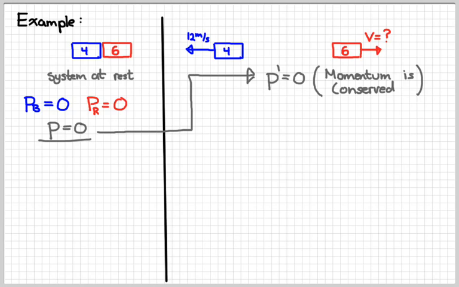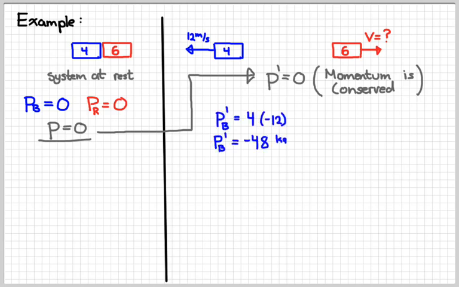And so I'm going to write that P prime, or P with the subscript 1, is equal to 0, and that momentum is conserved. On an AP test question, if the only thing that you can do is say momentum is conserved, it might get you a point, so you should go ahead and write it.